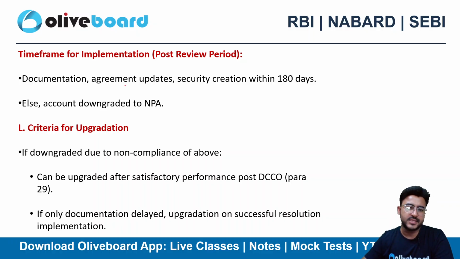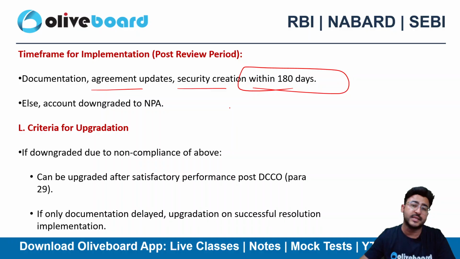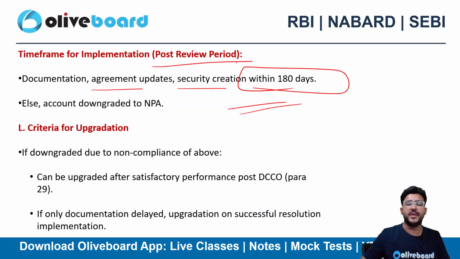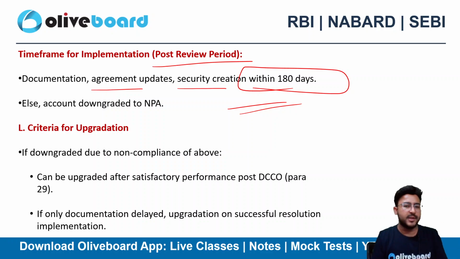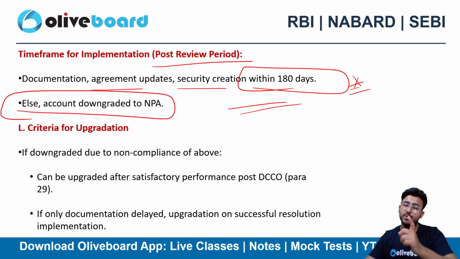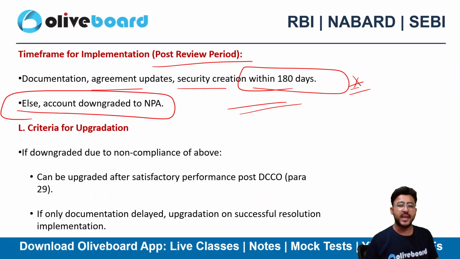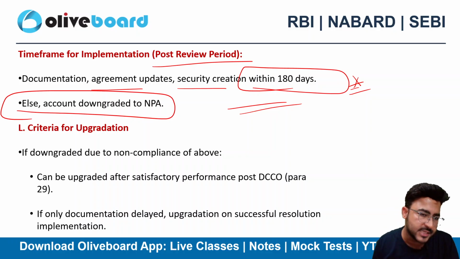Now documentation, agreement upgrades, everything, scrutiny creation, security creation, everything should be done within 180 days here, right? This is the post review period. Once your review is done, document everything, agreement updates, security creation, do everything within 180 days. Again, this timeline is important. Please do remember it. Else your account will be downgraded to NPA, non-performing asset, right? So you do have only 180 days here.